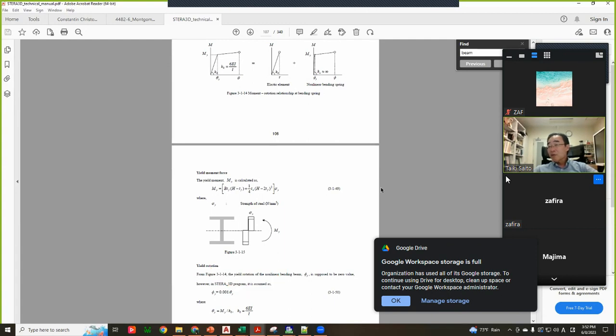Yeah. So don't believe the value of Stereo 3D. And you should check. And you know why? At the moment of My, all section is yielding. So all steel in this element reaches sigma y. Okay, then you can calculate this yielding moment. And please also understand the meaning of this equation. Okay, Sensei.